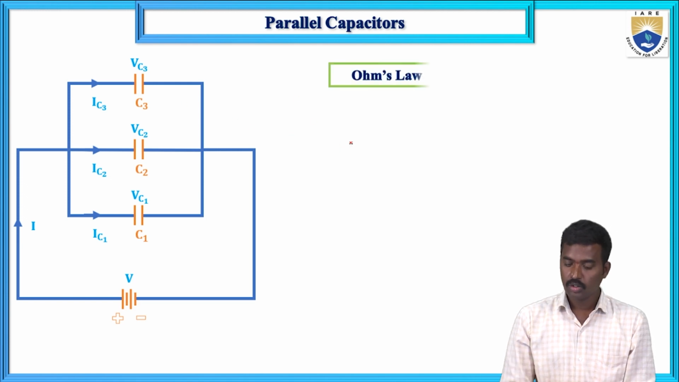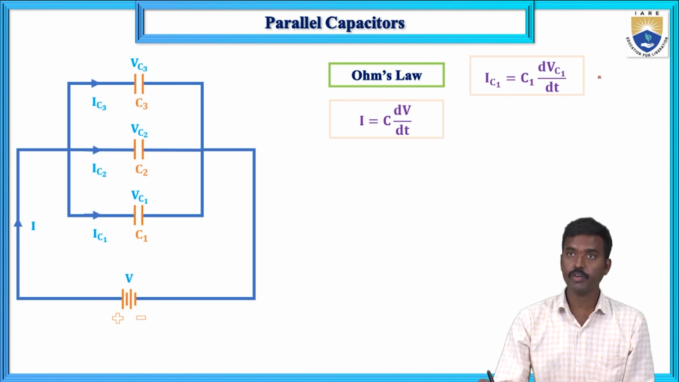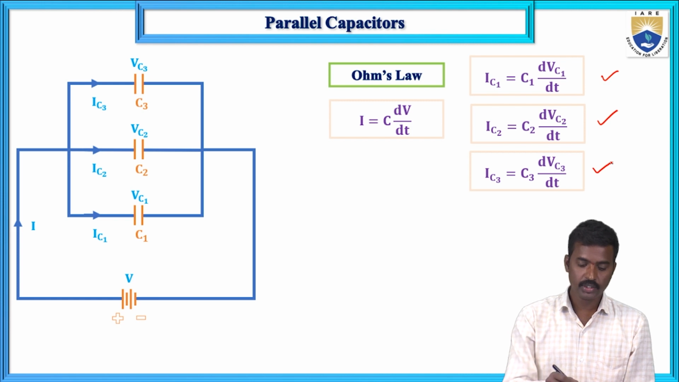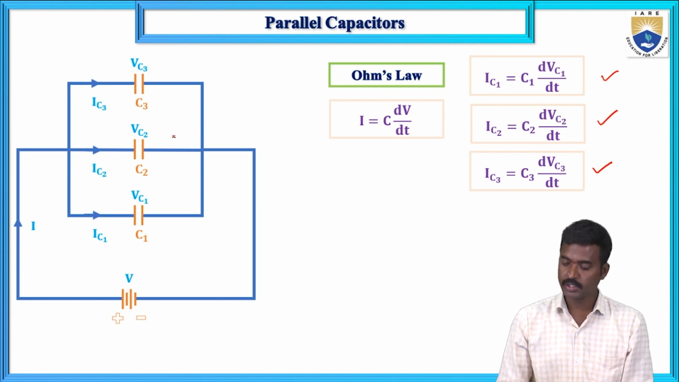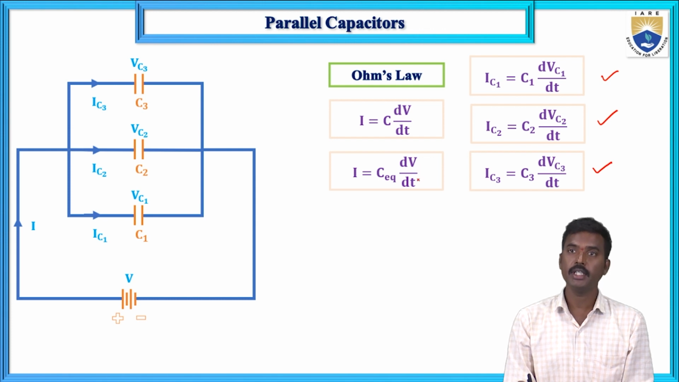Now here, the law is I equals C dV by dt. So IC1 equals C1 dVC1 by dt. IC2 equals C2 dVC2 by dt. IC3 equals C3 dVC3 by dt. And these three capacitors are considered as a single equivalent, so I equals C equivalent dV by dt.